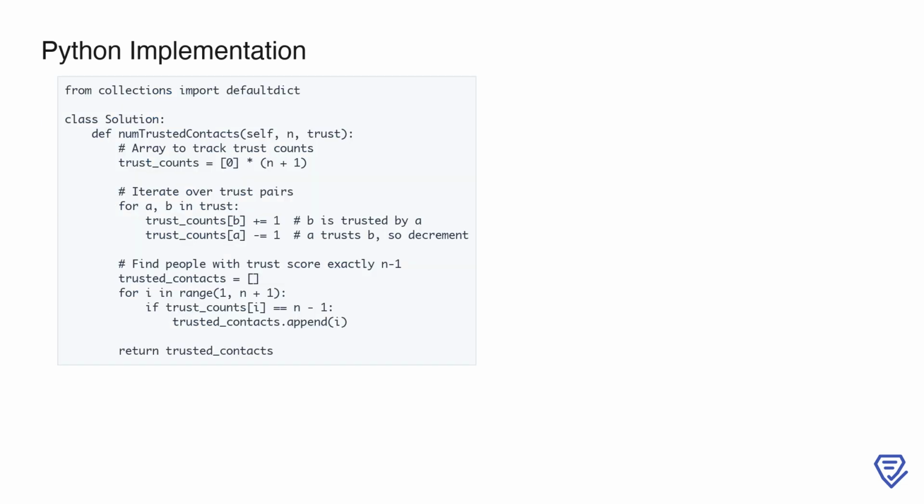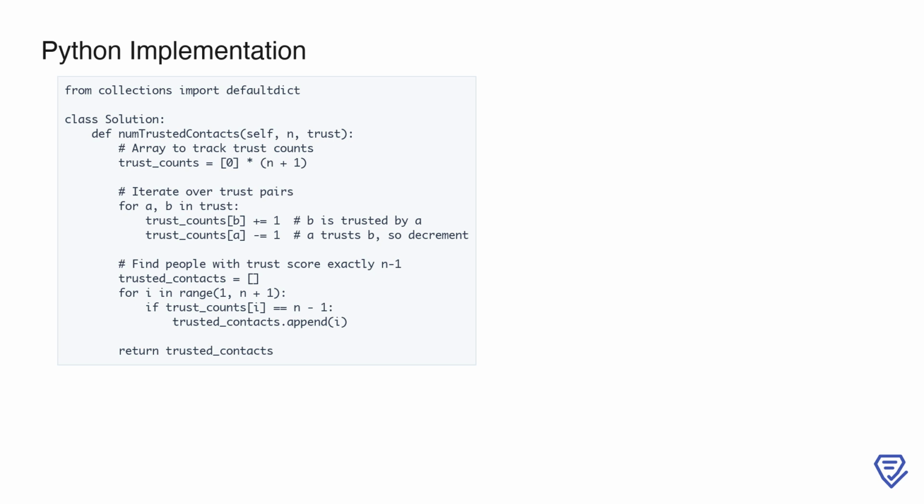The code solves the problem of finding trusted contacts based on trust relationships. First, we initialize an array trust_counts of size n+1 to track the trust score for each person. The value at index i represents the net trust score of the person, positive for being trusted, negative for trusting others. We iterate through the trust pairs. For each pair, A, B, person A trusting B decreases A's trust score and increases B's trust score. This adjustment reflects the trust dynamics accurately.